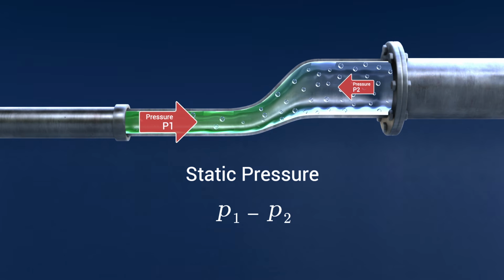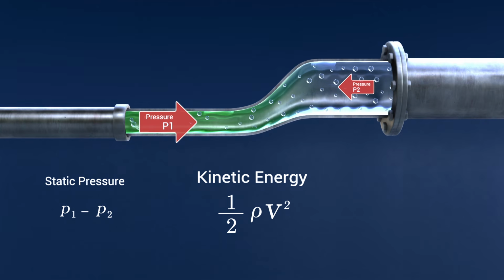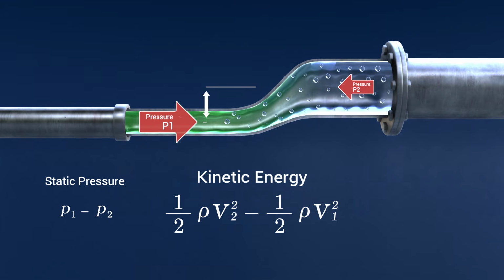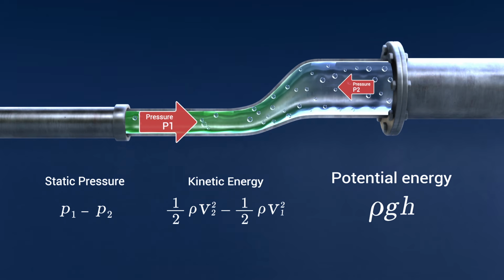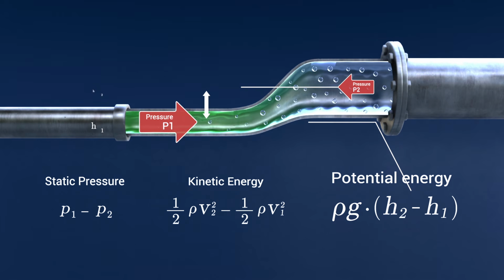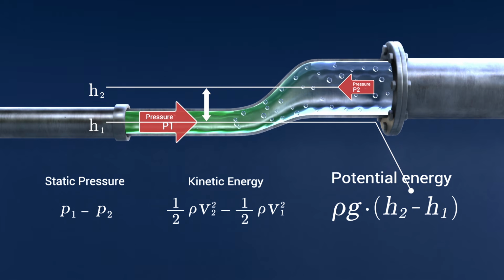The kinetic energy per unit volume of the fluid is denoted by the following part of Bernoulli's equation: a half ρ v squared. So the change in kinetic energy from point 1 to point 2 is shown like this. Because point 2 is higher than point 1, the fluid must gain gravitational potential energy. Potential energy per unit volume is shown by the following equation: ρgh. So the change in potential energy is shown here, ρg multiplied by the difference between h2 and h1.